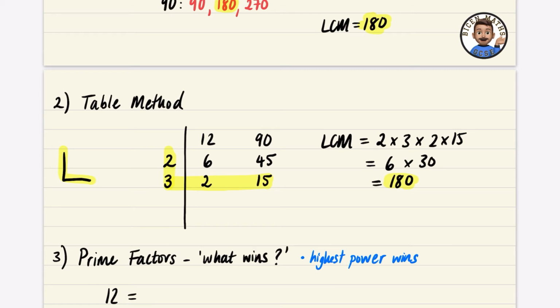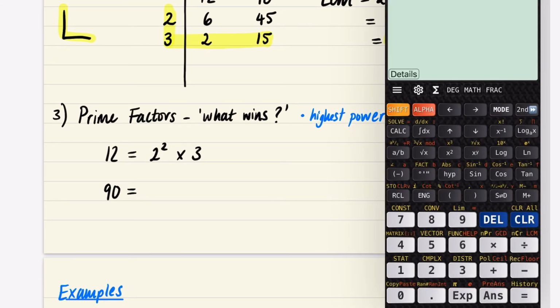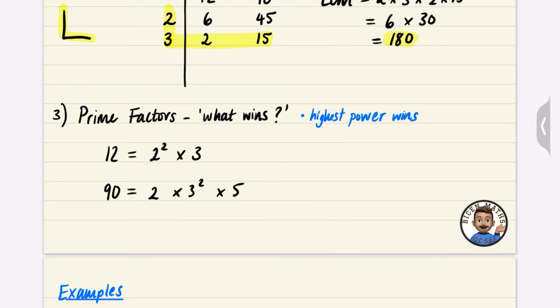We're going to do the prime factor decomposition for 12 and 90. Well, 12 is really easy. 12 is just 2 squared multiplied by 3. For 90, I'm just going to remind us we can do this on the calculator. You type in 90, press equals, then shift fact. That is 2 times 3 squared times 5. So we're now going to look at each of these sections and decide what the winning part would be.